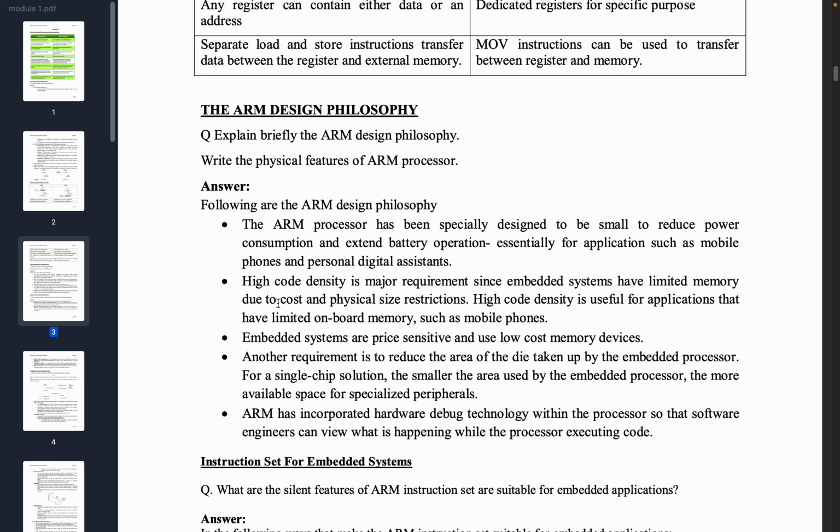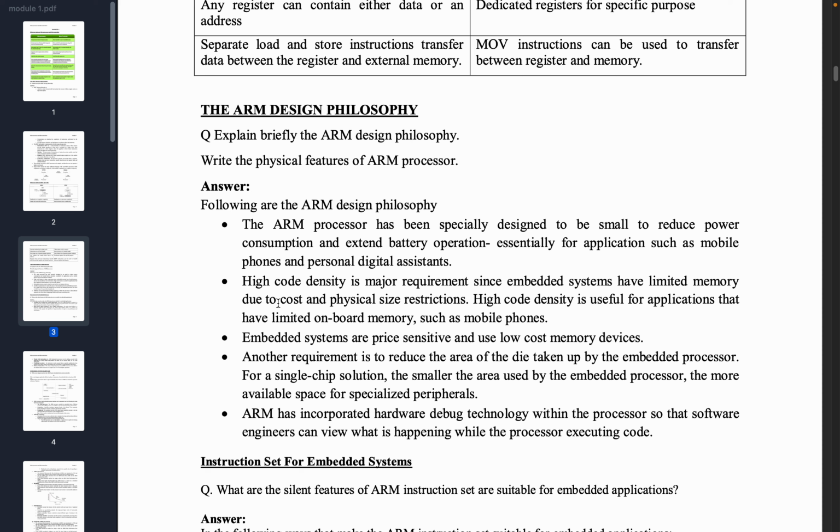Then the next point is high code density. A major requirement of embedded systems is limited memory due to cost and physical size restrictions. So high code density is useful for applications that have limited on-board memory. In mobile phones, so many software programs are used, and the ARM design philosophy is used because of its low power consumption and extended battery operation. That's why it is used in mobile phones, which have limited on-board memory.